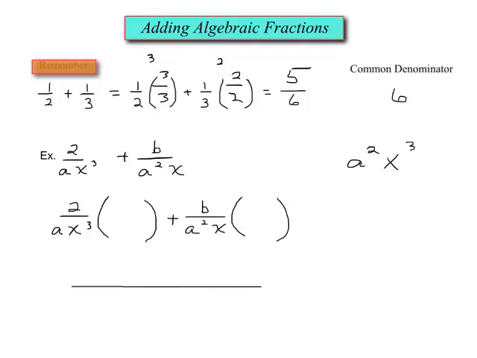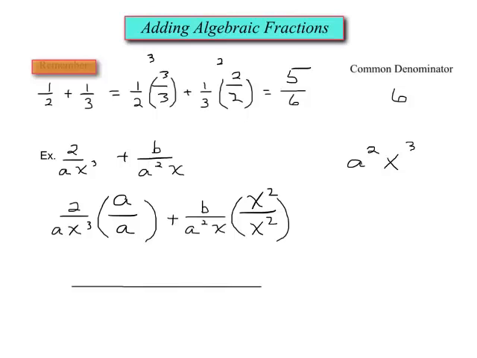We're going to do the same thing. We're going to look at our individual denominators and ask ourselves, what do we need to multiply the first denominator, the ax cubed, by to make it a squared x cubed? And we can see that it needs an a. So an a in the denominator means an a in the numerator. And then on the second one, we have a squared x. We need to multiply it by x squared. So x squared below means x squared above.